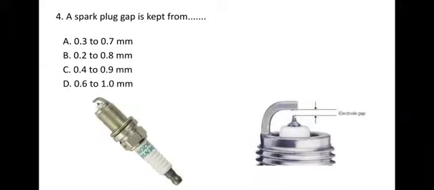Next question: a spark plug gap is kept from. So here you can see the spark plug, which is used basically in a petrol engine, and here you can see the gap in the spark plug. The spark plug gap is kept from, the answer is 0.3 to 0.7 mm. So the gap is generally kept between 0.3 and 0.7 mm.